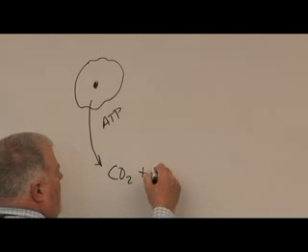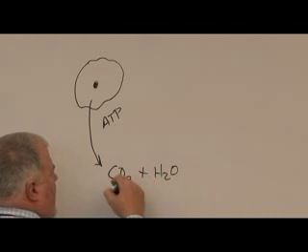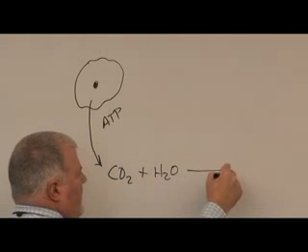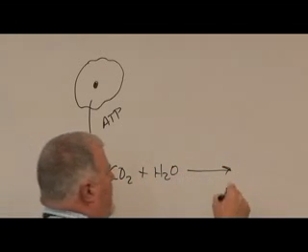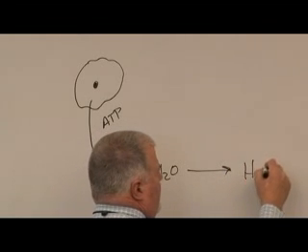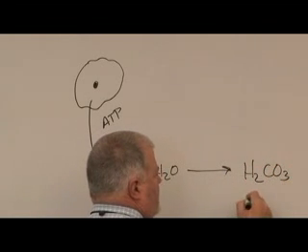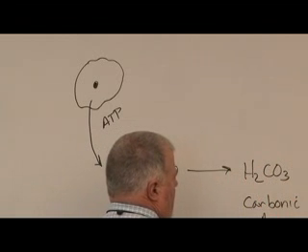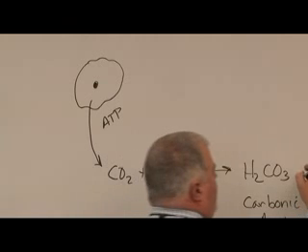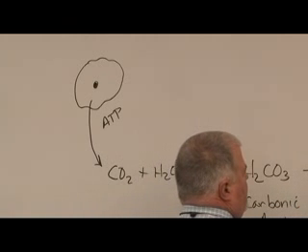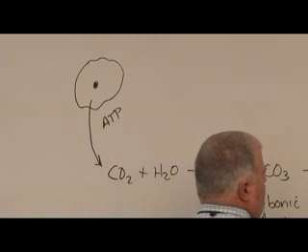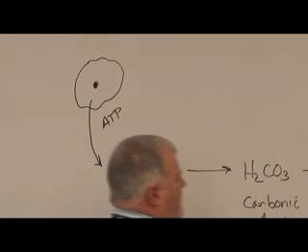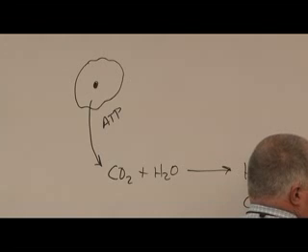Your blood is mostly water. So as the carbon dioxide and water mix, we have an enzyme that converts it to a weak acid, which is called carbonic acid. And then the carbonic acid dissociates to form hydrogen ions and this bicarbonate ion. So this is the bicarbonate ion.